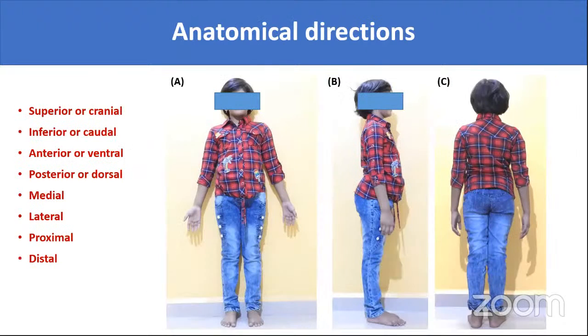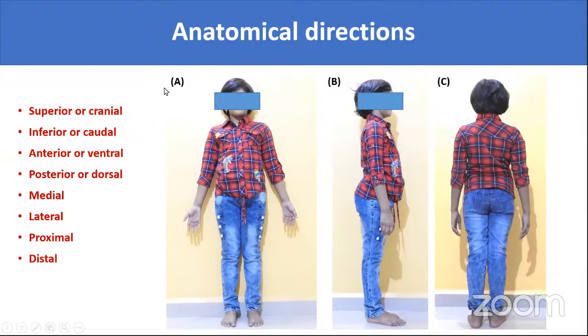Now let us see the anatomical directions. These are the anatomical directions: superior or cranial, which you are familiar with, inferior or caudal, anterior or ventral, posterior or dorsal, medial, lateral, proximal and distal. Let us see with the help of these photographs.